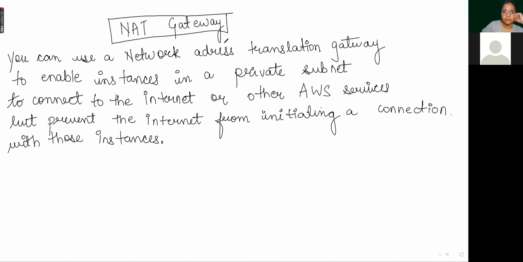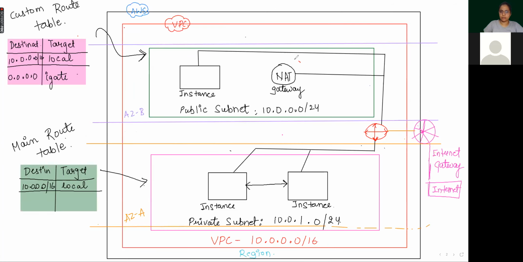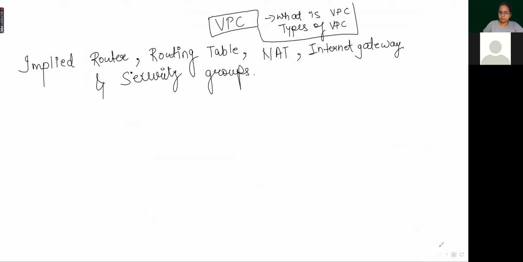So see, an internet gateway, if you understand from this diagram, where it is present, it is here. The NAT gateway is present here, but it has nothing to do with the subnet part. It is made for private subnet one. Okay, if you try to understand it.